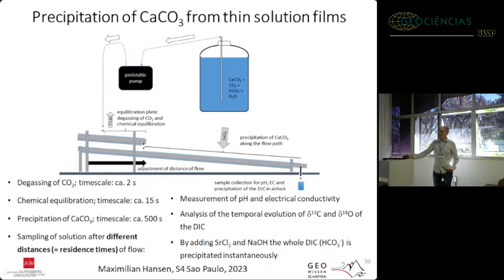This was just done by adding strontium chloride and sodium hydroxide, which caused the DIC to completely precipitate as a carbonate, and then you can measure the stable isotope values of both the 13C and the 18O of the DIC whenever you want. So this is kind of freezing the isotope composition for all the different time steps throughout the experiment.